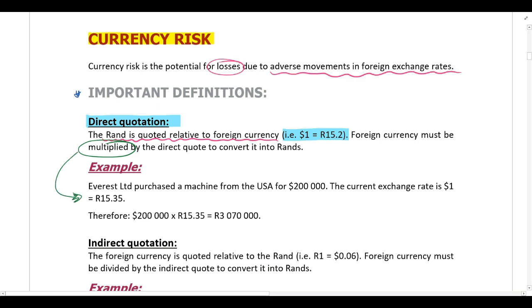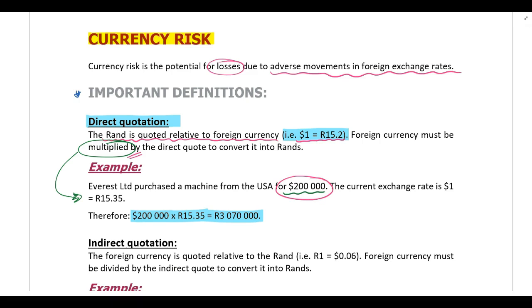Let's look at what I mean in the example below. Everest Limited purchased a machine from the USA for $200,000. The current exchange rate is $1 is equal to 15 Rand 35. So you can see, guys, we are dealing with a direct quotation because the rand is quoted relative to the foreign currency. We are given what $1 is in rands. So if we want to convert this dollar amount into rands, we need to multiply it by the exchange rate. So we take the $200,000, multiply it by 15 Rand 35, and work out the rand amount.